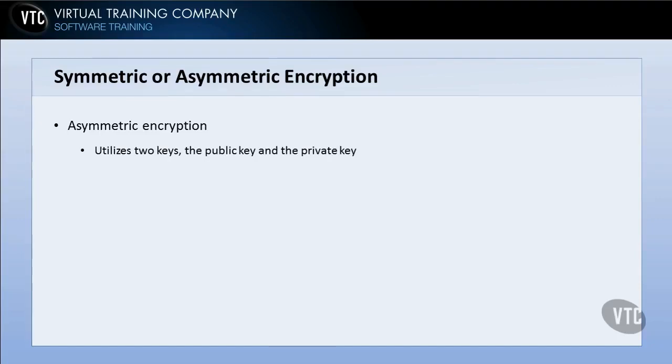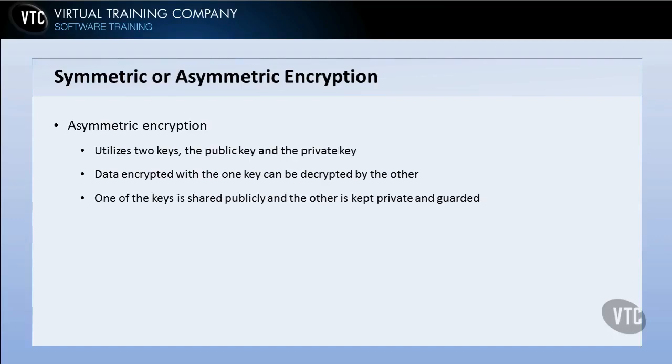Now, these things are like mathematical opposites. If I encrypt the data with one of these keys, I'll have to have the other to decrypt it. Now think about this. This is the same as if I had two keys for my house. One key will lock the door and the other key will unlock the door. All right, same type of thing here. Now, one of the keys gets shared publicly and the other one is kept private and guarded.